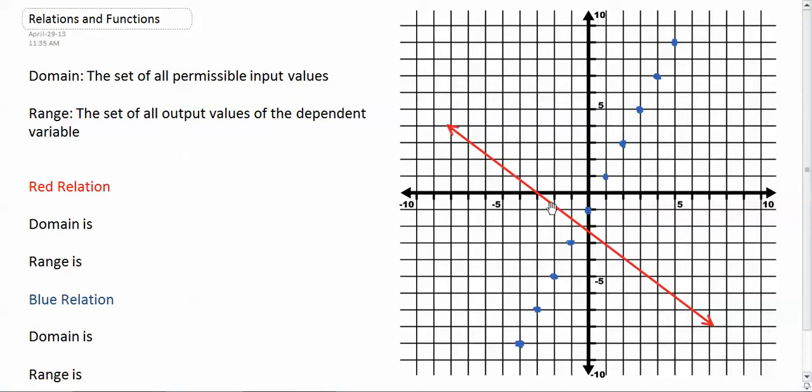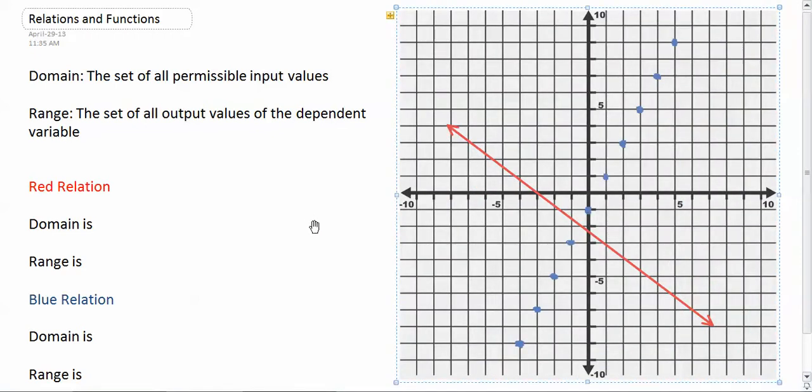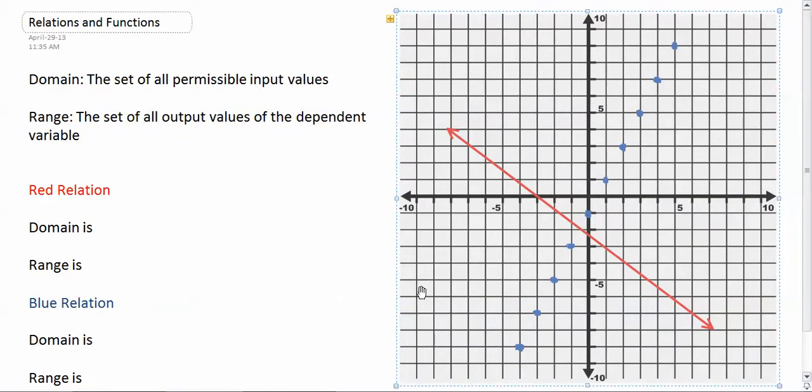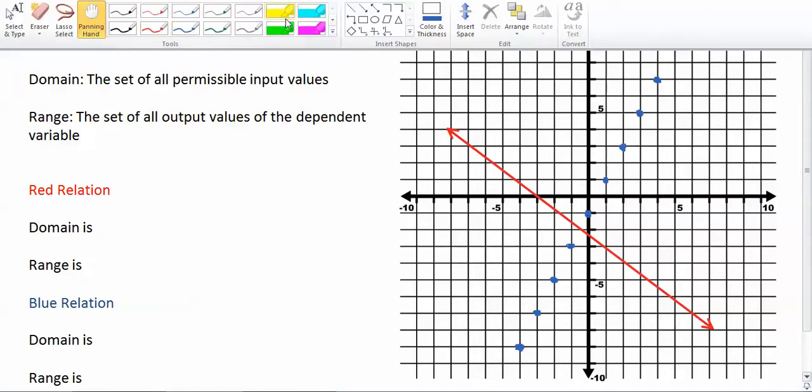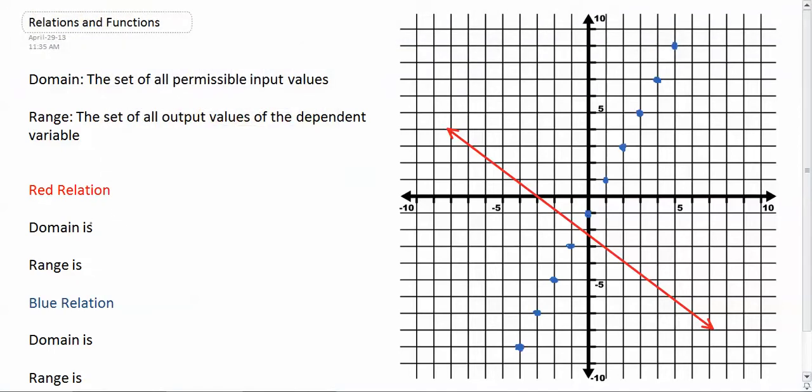So notice that the red relation has no gaps, no holes, and these two arrows mean that it continues off in these directions infinitely. So if I were to squish this relation down onto the x-axis, notice that it would cover the entire x-axis and we wouldn't have any gaps or holes. So when that's the case, we say that the entire x-axis is being used.